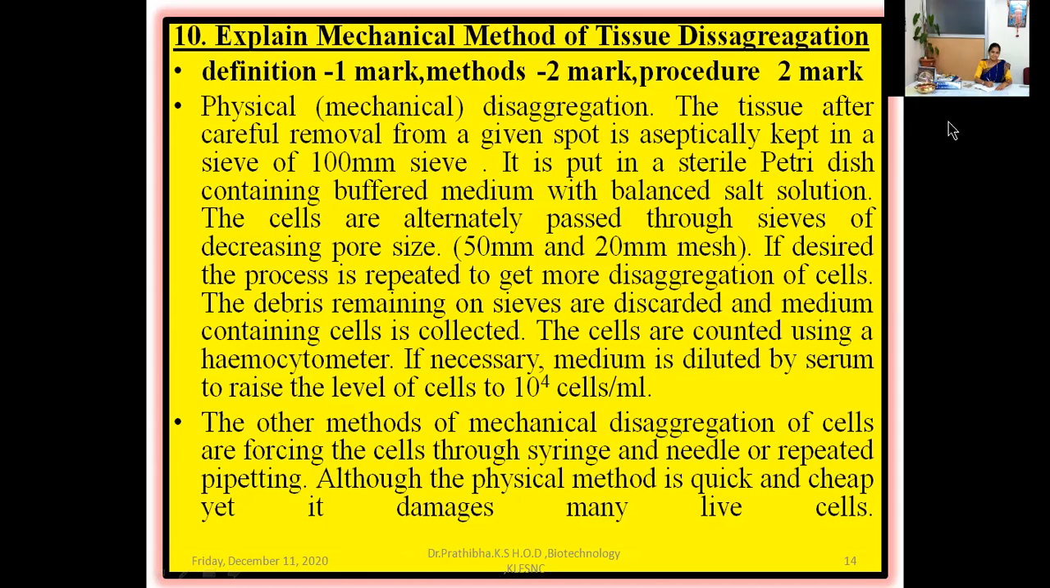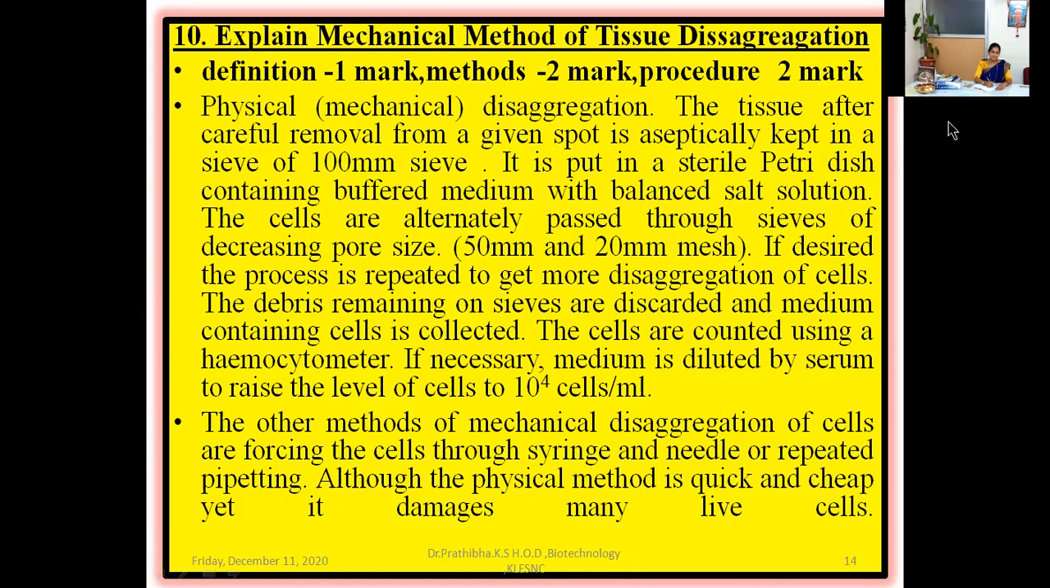The tissues are carefully and aseptically removed from a given spot and kept in a sieve of 100 mesh container. Okay, it is put in a sterile petri dish containing buffered medium with balanced salt solution, in short BSS. The cells are alternately passed through sieves of decreasing pore size, 50 and 20 mesh. If desired, the process is repeated to get more disaggregation of cells.